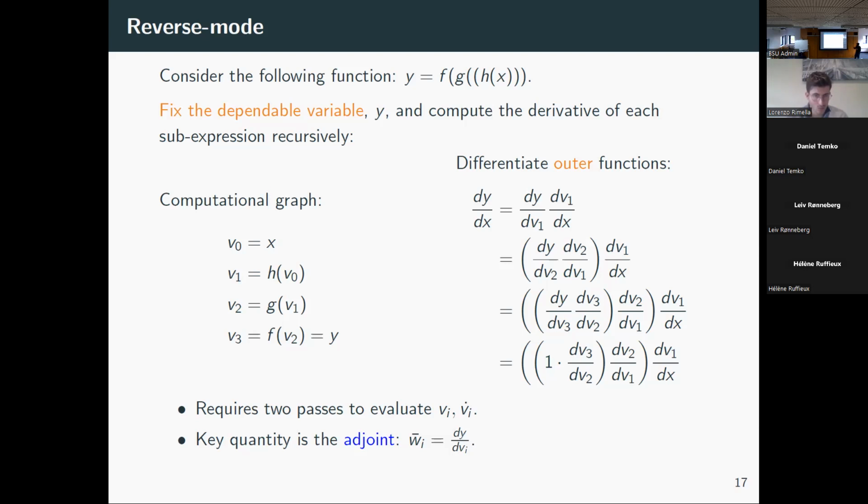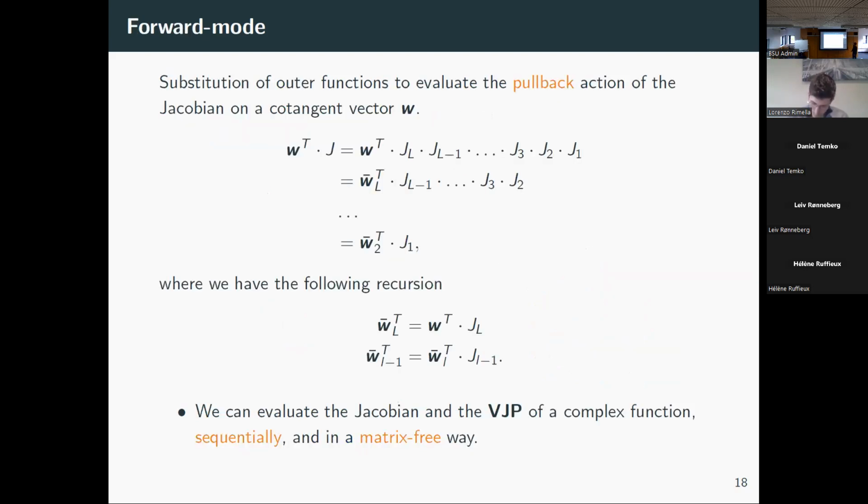Or you can think of this as the action of the Jacobian on a cotangent vector. In forward mode, you push forward your tangent from the input space to the output space, the action of the Jacobian, and you could do that sequentially. Here you do it in the reverse way. You have a vector on the output space, and you want to take the vector Jacobian product. So you can do it sequentially and push.